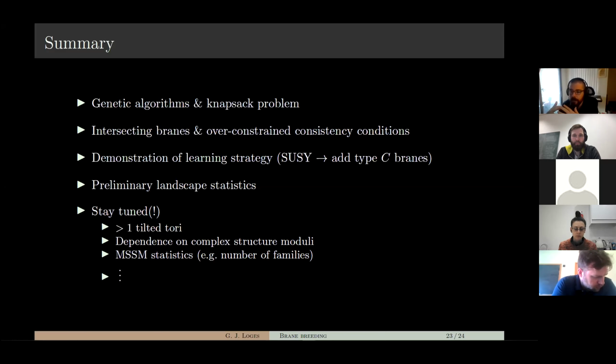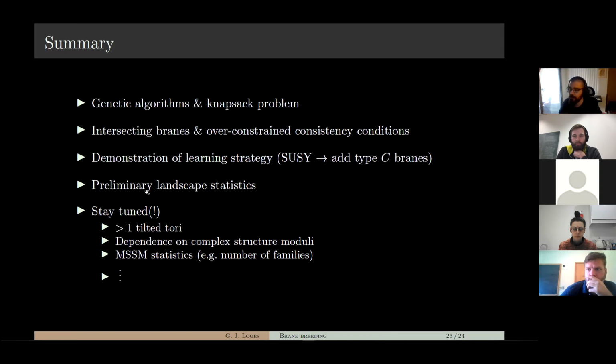I described also this intersecting brane model and how you can phrase it in terms of genetic algorithms, this fitness function that needs to be optimized, the different crossover methods and mutations which search through all the possible combinations. There's some indication of how the genetic algorithm is actually learning to solve the three conditions, solving supersymmetry conditions first, and then proliferating the type C branes to try and solve the tadpole afterwards.